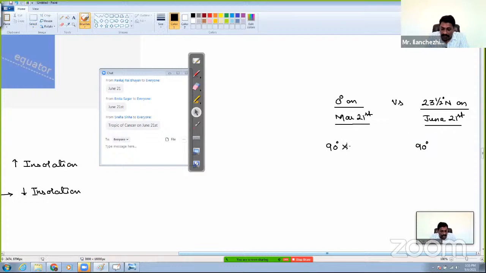What is making the difference is the length of the day. Any given day at the equator will be 12 hours, my friend. But when I talk about Tropic of Cancer on this day, the length of the day will be 13.5 hours. 13 and a half hours, my friend. So I understand, right? June 21st will experience a warmer condition than March 21st on the equator.